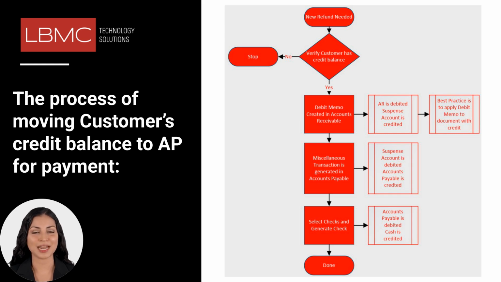On the accounts payable side, a corresponding payables transaction, often a miscellaneous charge or debit memo, is created to move the refund amount from the suspense account to accounts payable, establishing that your company owes the customer a refund. Finally, a check payment is issued from accounts payable to refund the customer, clearing the outstanding payable balance.